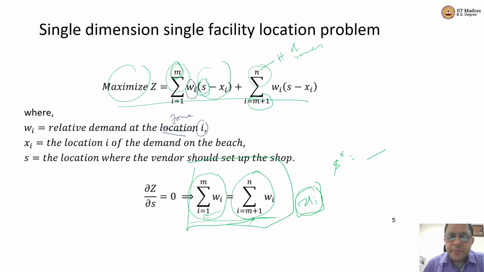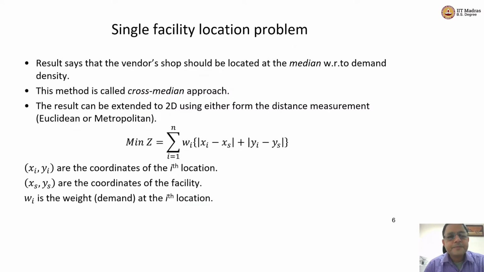Now, if this problem were to be solved on 2 dimensions, this is a single dimension, single facility location problem. What if this problem was to be solved on 2 dimensions? Okay, so this approach is called the cross median approach. So what does the result say? The result says that the vendor shop should be located at the median with respect to the demand density.